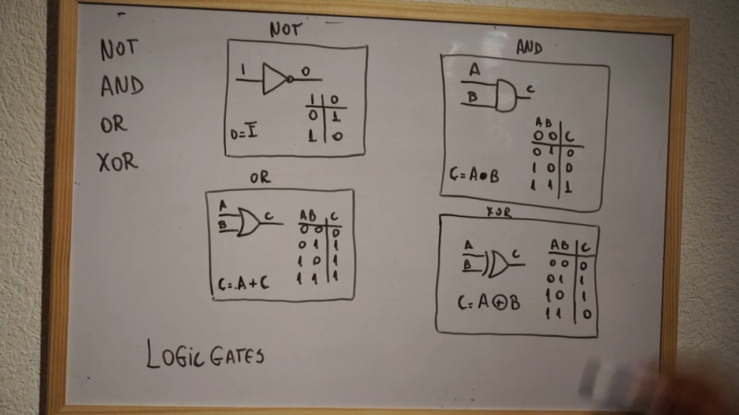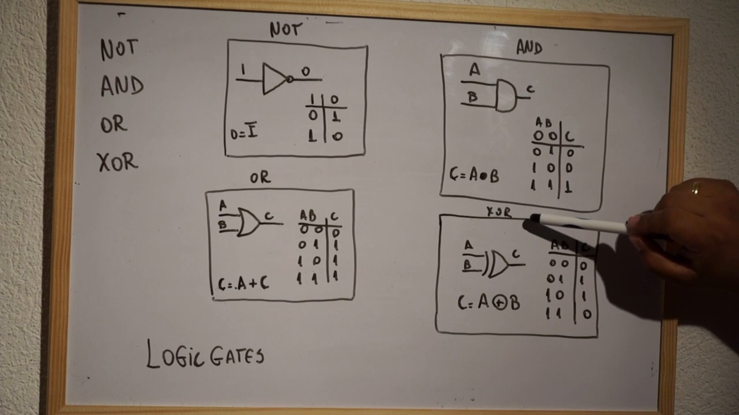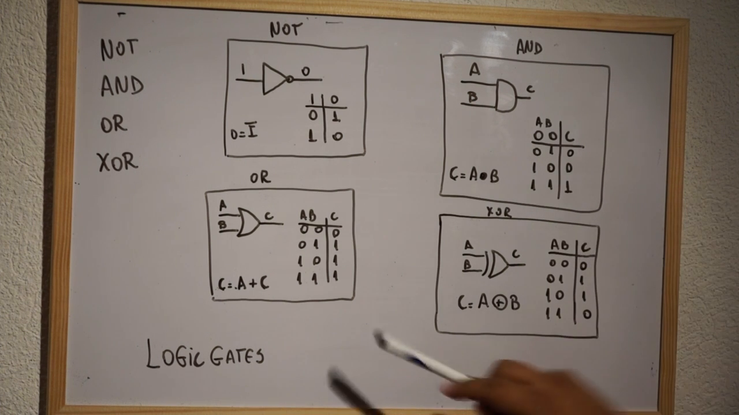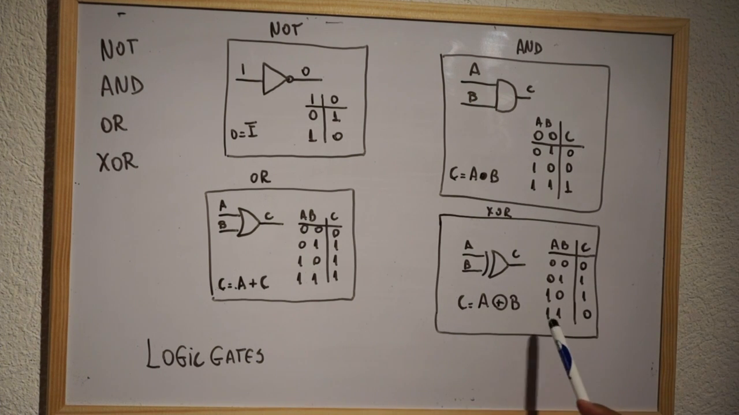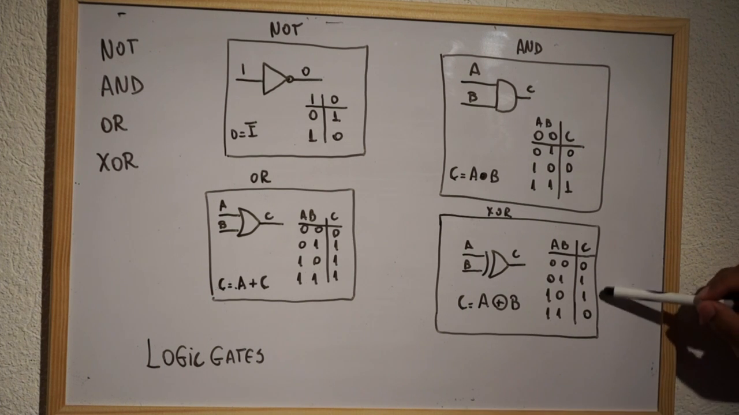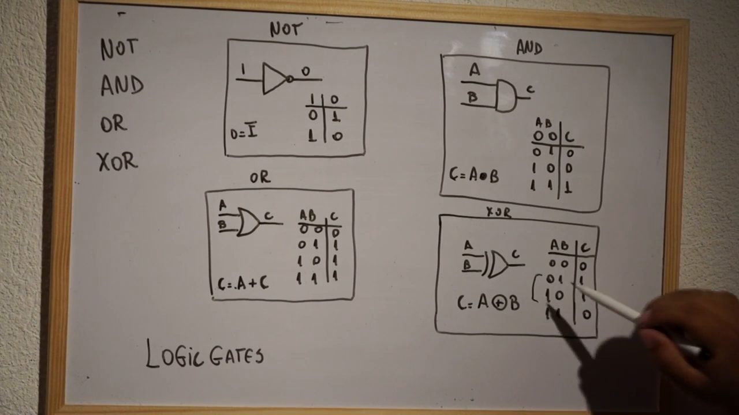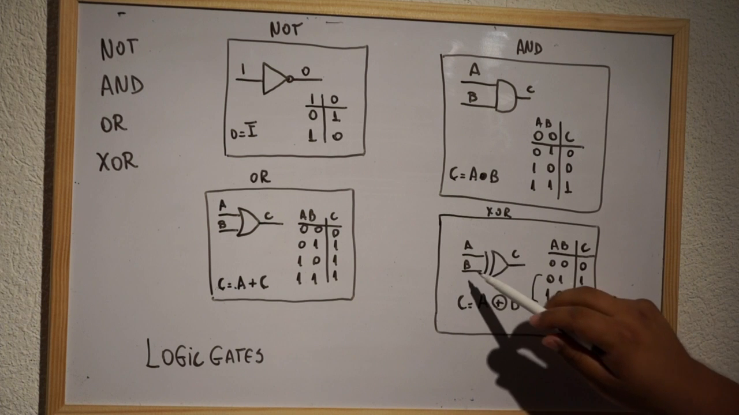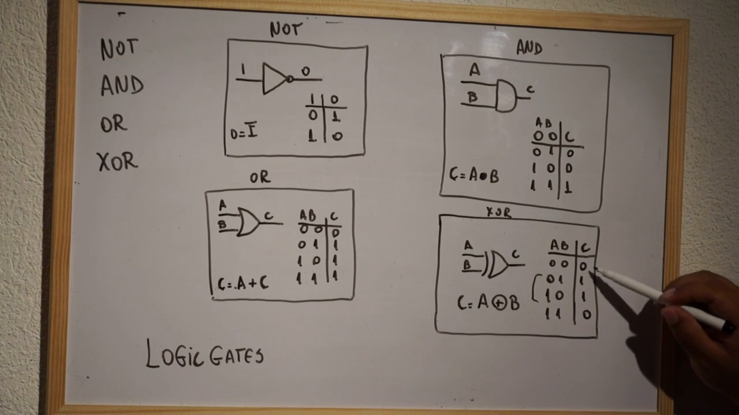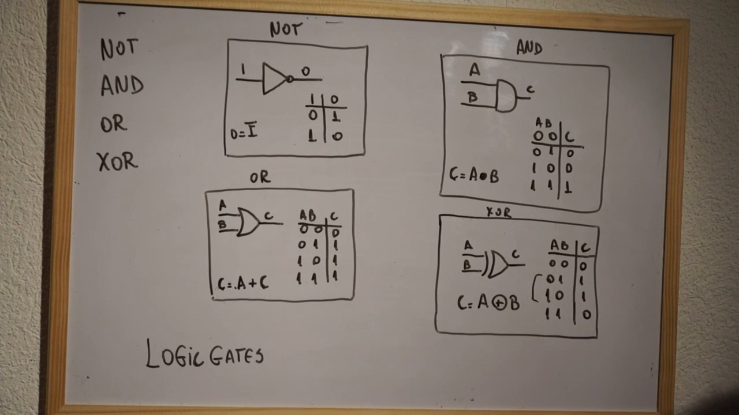The XOR, or exclusive OR, is a little bit different. It's going to output 1 only if one of its inputs is 1. Here in this case, if only one of the inputs is 1, the output will be 1. All other cases are going to be 0.